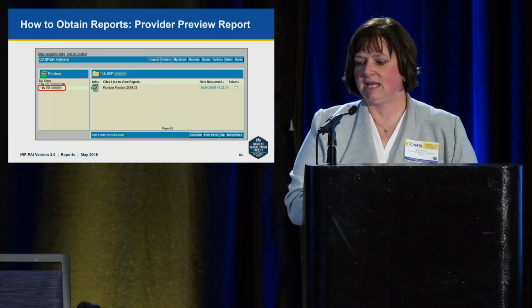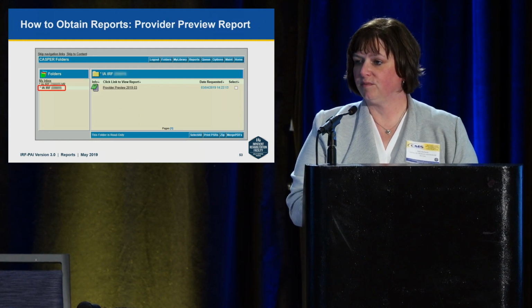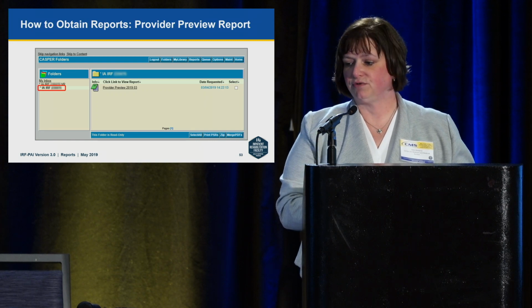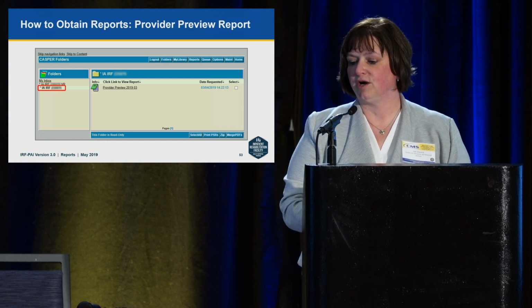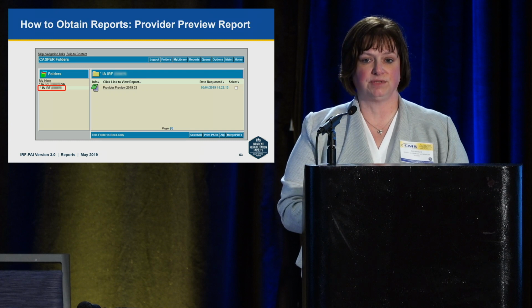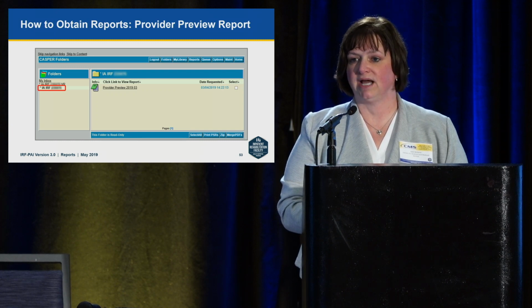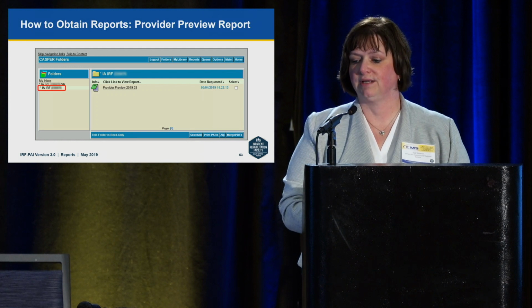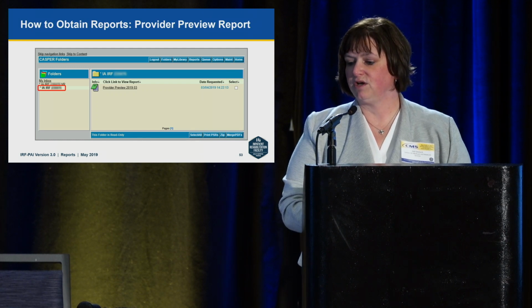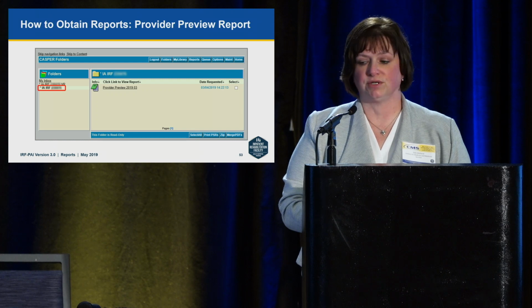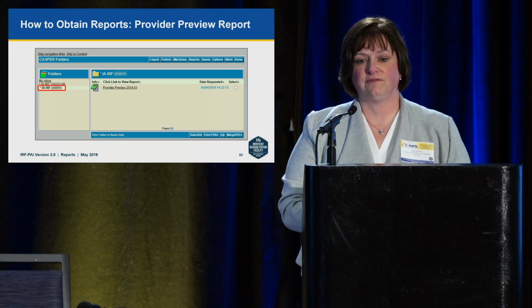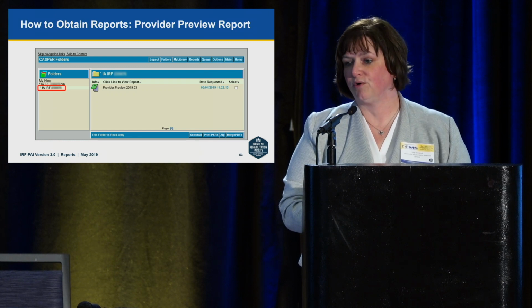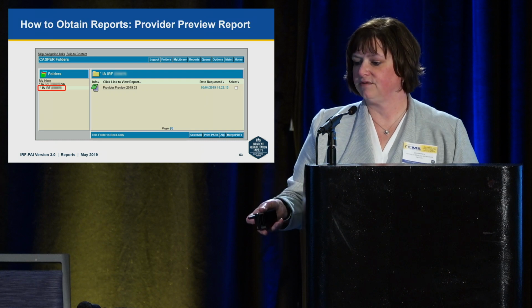Now, to obtain your provider preview reports, you will want to access the Folders button along the menu bar, and you will see a list of folders that will display in the left-hand side. The My Inbox folder is always a folder where your user-requested reports are stored. You're likely familiar with the VR folder, which is where the validation reports are stored, and the final folder beneath that is the shared folder where your provider preview reports will be stored. And you can see that those are displayed in the right-hand side of the web page.